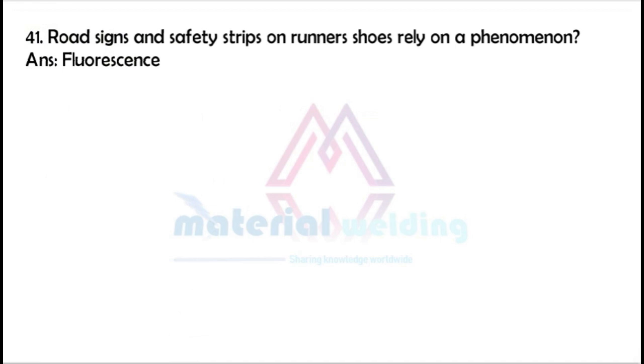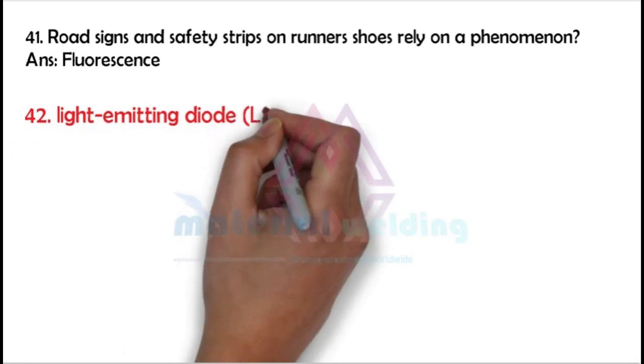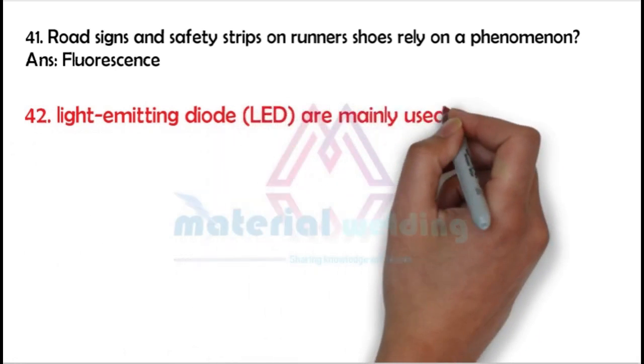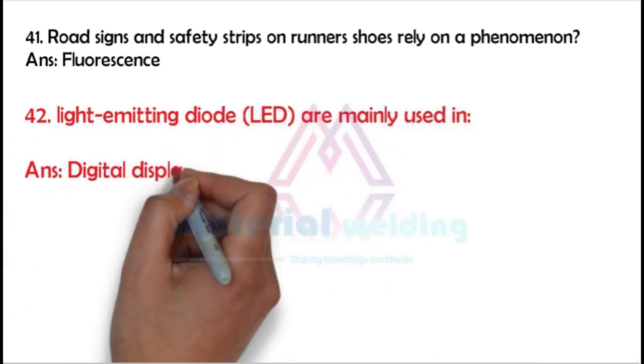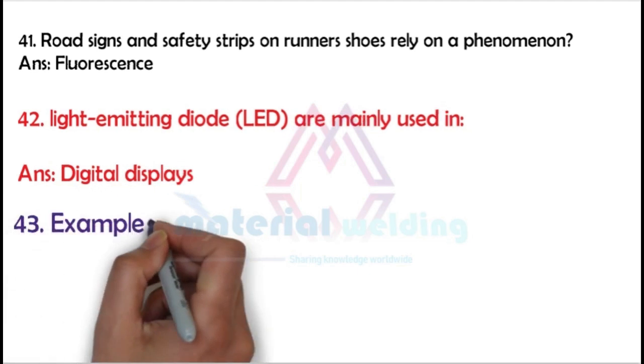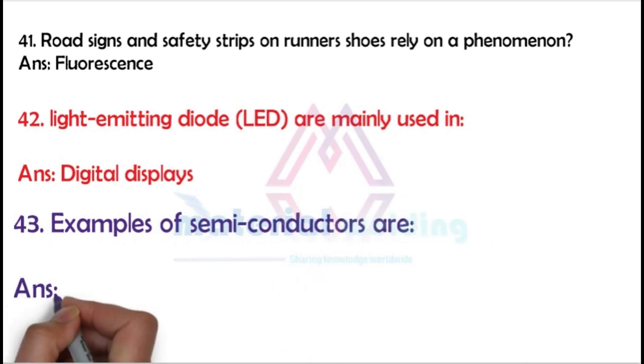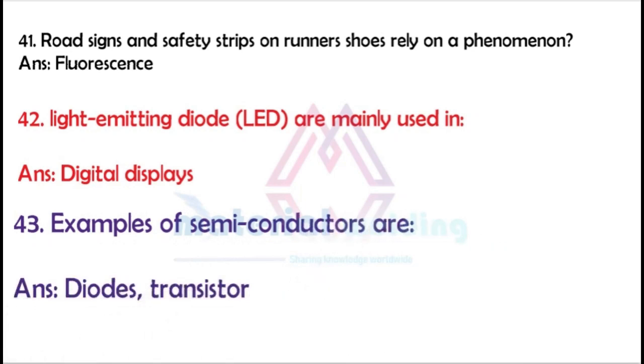Road signs and safety strips on runner shoes rely on a phenomenon called fluorescence. Next, light emitting diodes, LEDs, are mainly used in digital displays. Examples of semiconductors are diodes and transistors.